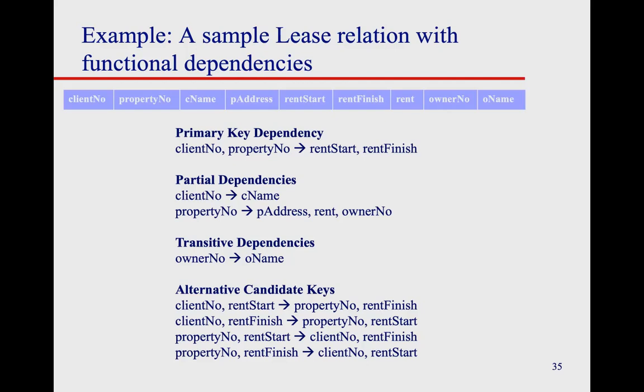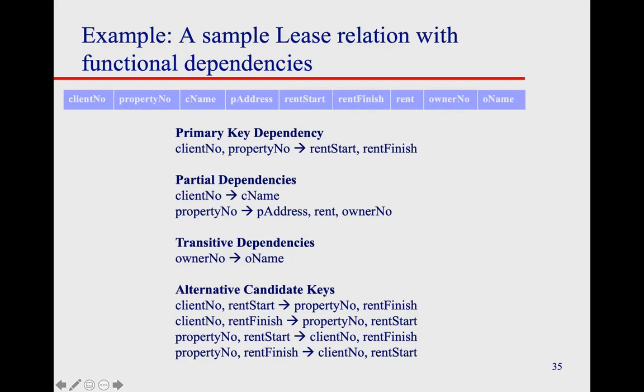If multiple people are allowed to sign the lease, then this does not hold. But assuming only one person may sign the lease, and that there may be only one lease on a property at a time, then the property and when that lease starts determines who's renting it and when the lease finishes.